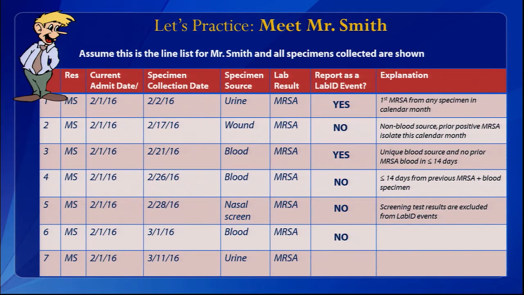Ooh. So that's kind of tricky. So no, we don't report this because even though it's a new calendar month, he did have a previous MRSA blood within 14 days. So what about the urine that's collected on 3/11 for MRSA?